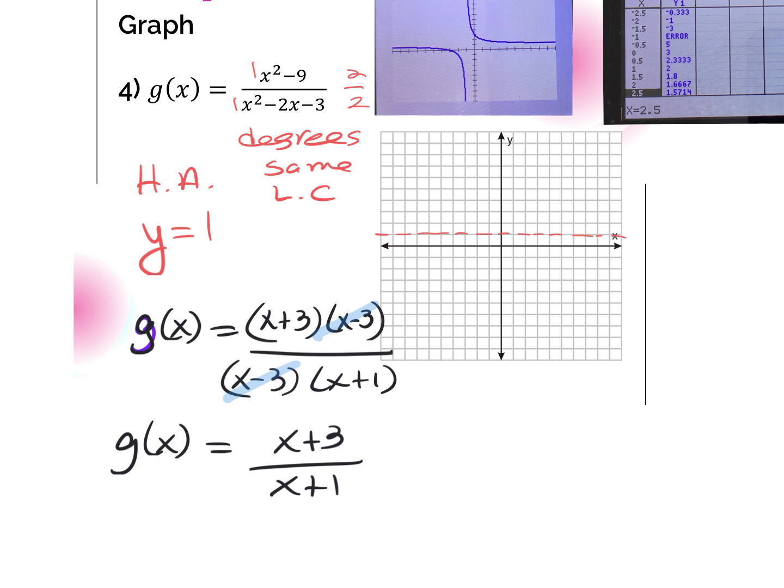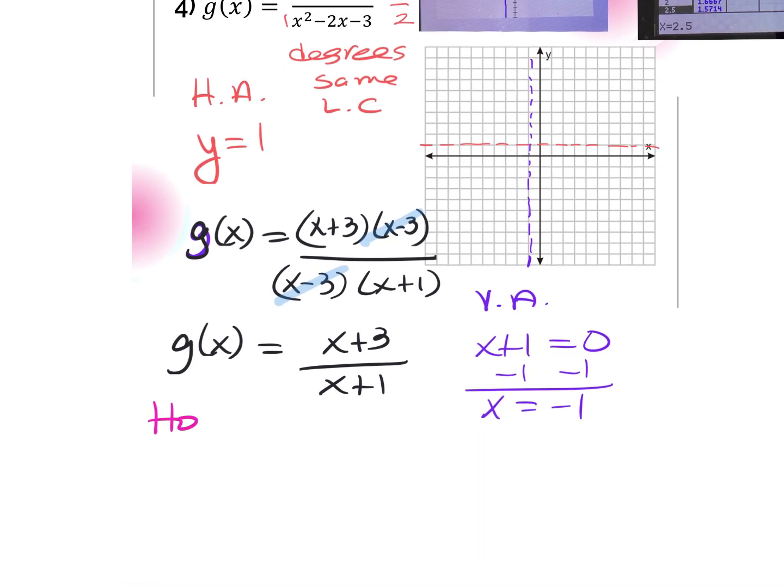Now, in order to find the vertical asymptote, I take the denominator, x plus 1, set it equal to 0. Subtract 1. My vertical asymptote is located at x equals negative 1. So let me go ahead and draw that line, x equals negative 1. The next thing I need to find is the x and the y-intercept and the location of the hole. So let me go ahead and do the hole first. So remember, the x value of the hole is the factor that canceled. So the x minus 3 canceled. So I set that equal to 0.